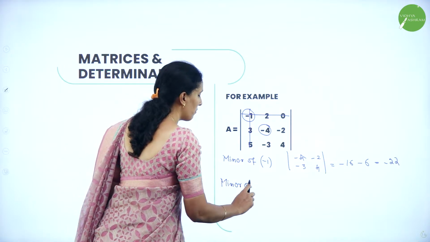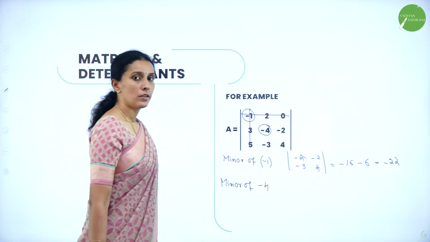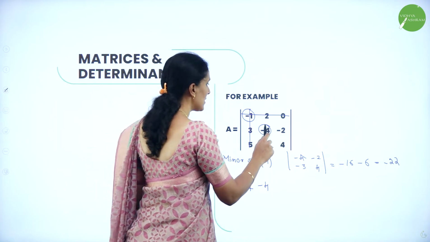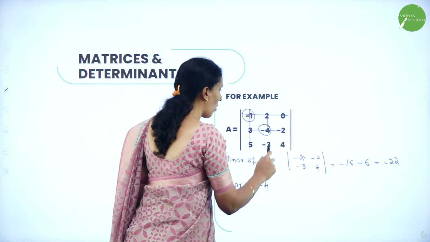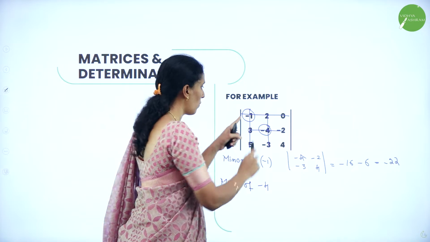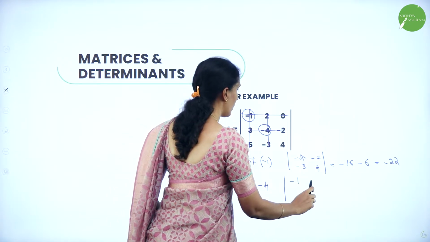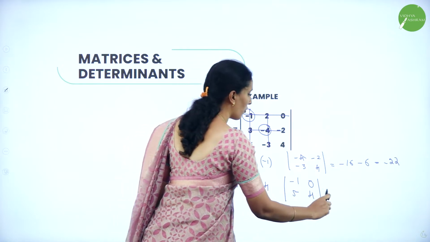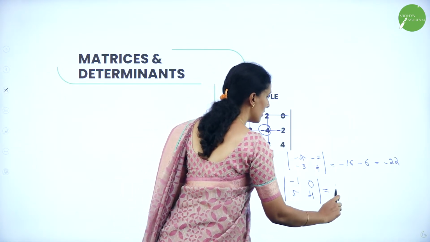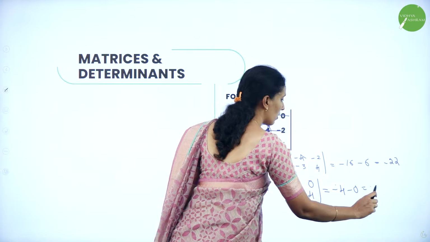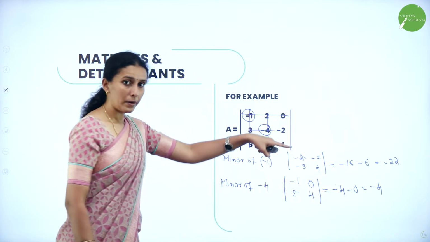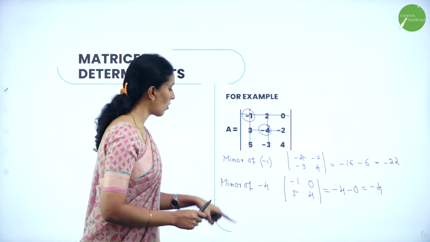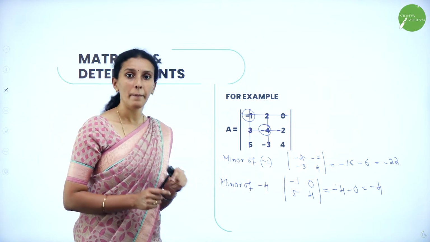So what is the minor of minus 4? The minor of minus 4 is found by deleting the row and column containing minus 4. What are the elements remaining? Minus 1, 0, 5, 4. If you take the determinant of this, minus 1 into 4 is minus 4, minus 0, that is equal to minus 4. The determinant value which you get is called the minor of the element minus 4.